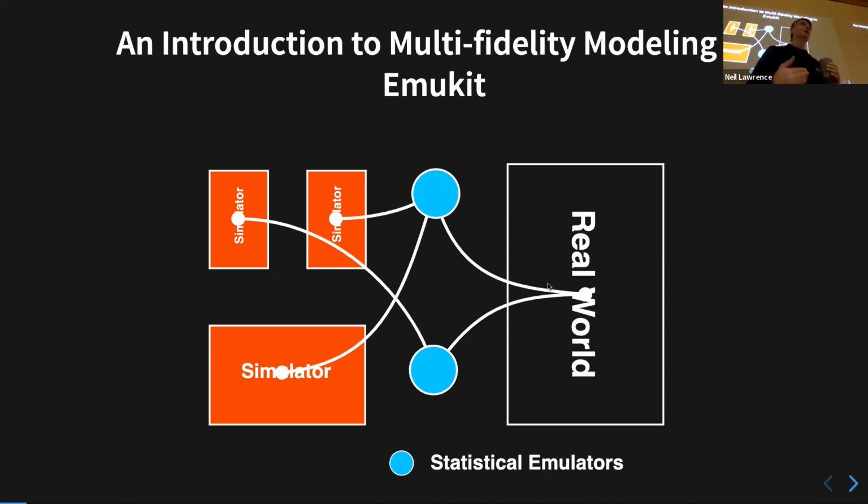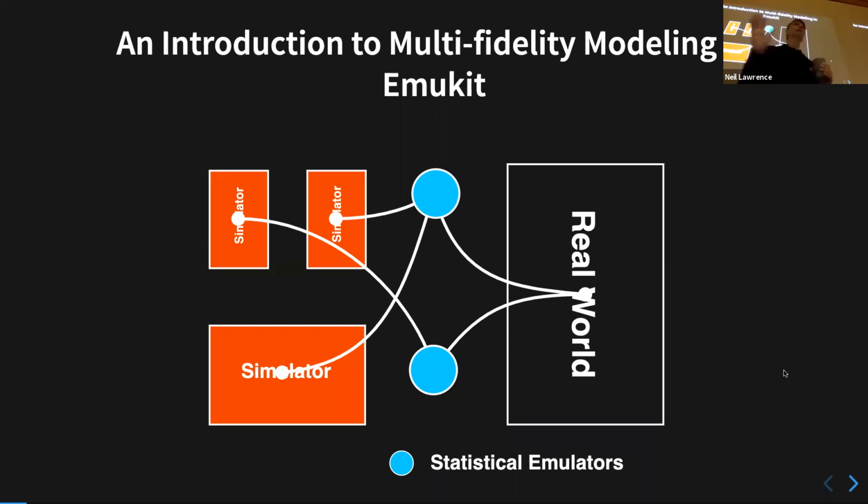So they not only express their ignorance about the simulation, but they express their ignorance about the relationships between the simulations, and the relationship between the simulations and the real world. And this hopefully allows us to start pushing our decision-making closer to the real world because we have the emulator as a framework that joins across the three.